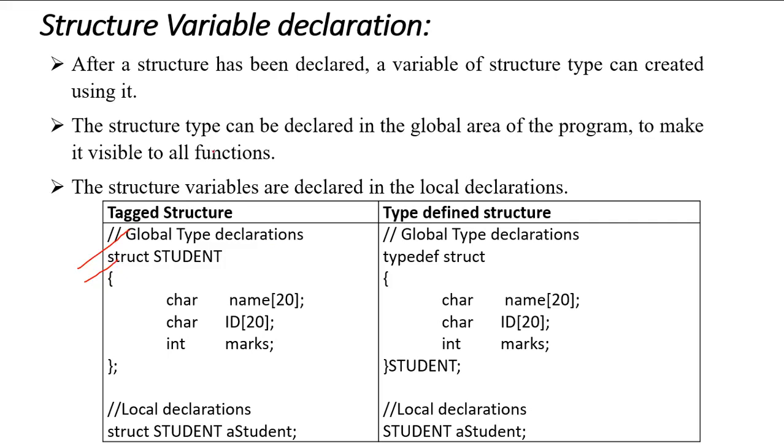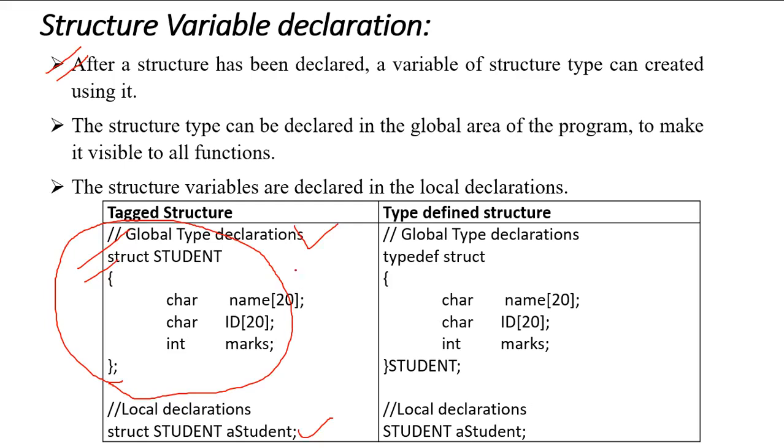Clear? So the declaration of a structure has to be done in the global area, but the structure variable declaration has to be done in the local area, as local declarations. As you can see here, I have done the structure declaration at global level, the global type declaration. But when I am declaring the variables, I wrote it under local declarations. This is your structure variable declaration.